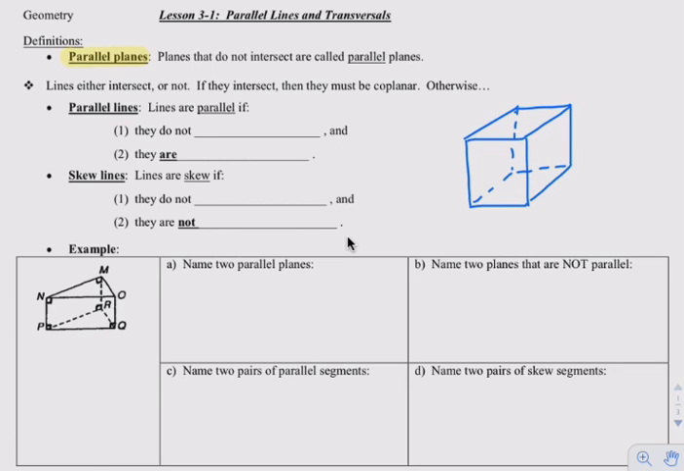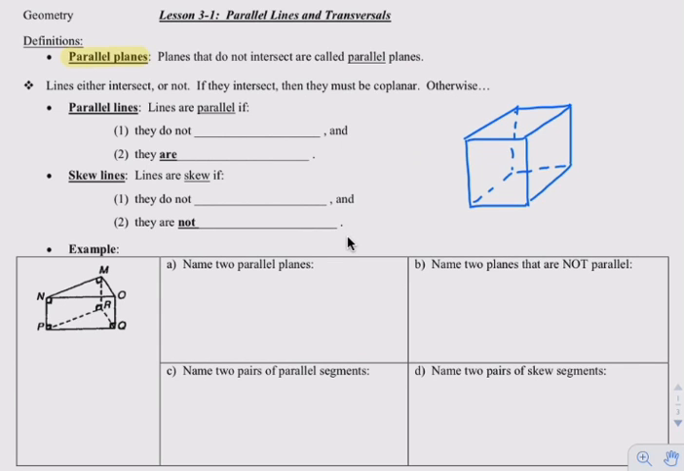Now for lines. Lines either are intersecting or they're not. So if two lines intersect, then we know their intersection is exactly 1 point. But some lines don't intersect. Now here's what's a little different. A lot of times students think that if lines don't intersect, then they have to be parallel to each other. But there's actually another situation that can happen.